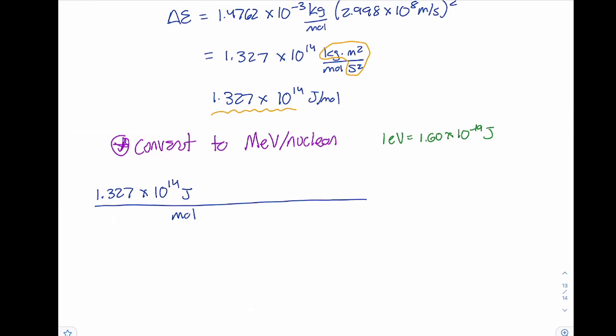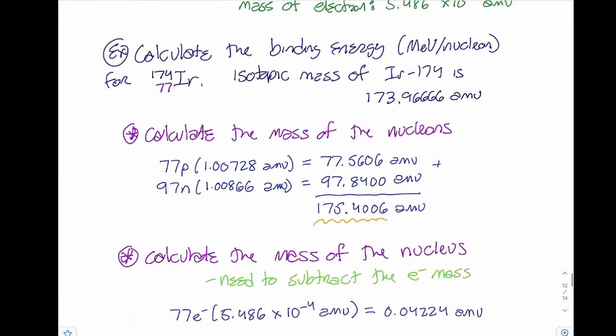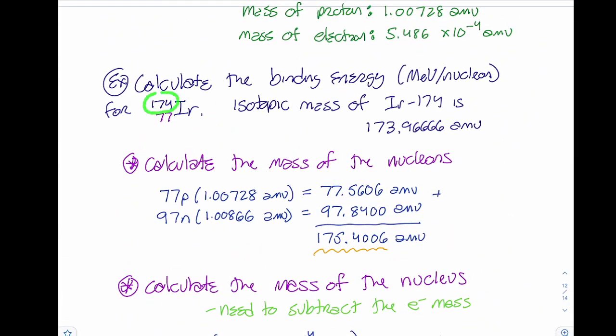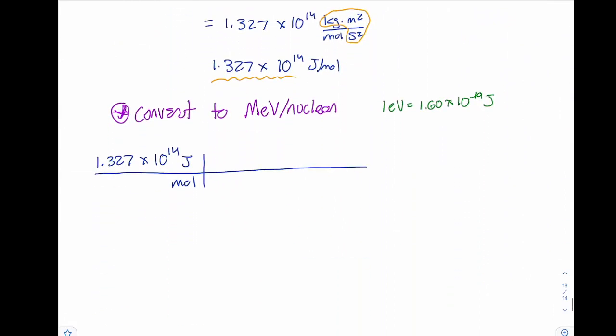I'm going to convert the moles first. So I have moles on the bottom. Using Avogadro's number, the number of particles in a mole, I'm going to have 6.022 times 10 to the 23rd nuclei per mole. And looking at this nucleus, I have 174 nucleons per nucleus. So we're going to go from moles to the number of nuclei, and then from the number of nuclei to the number of nucleons. Remember, nucleons are the number of particles in my nucleus. So it's going to be a two-step process.